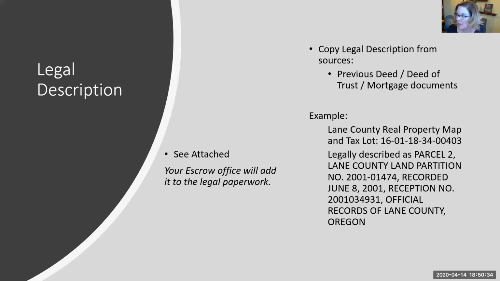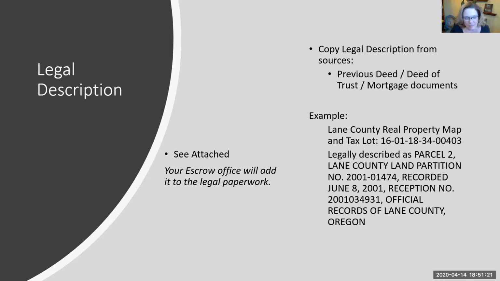So if you want to copy the legal description, you can find sources where you can get the legal description either from a previous deed, a deed of trust, or other mortgage documents. I use RLID, which is regional land something database. I forget. I'm able to get onto there to get those kinds of descriptions from those other documents. This is an example of the last deal I did here, where the Lane County real property map is how the legal description starts.